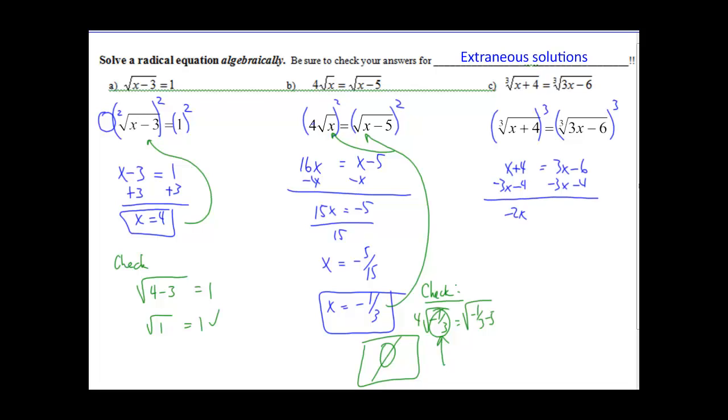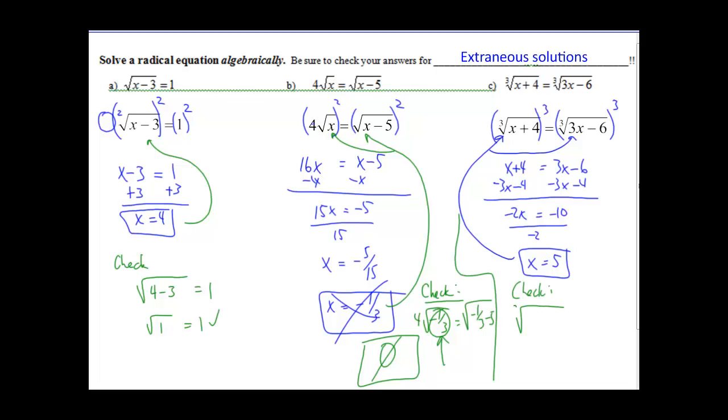We're going to get negative 2x equals negative 10. Divide by negative 2, x equals 5. Check. So let's drive this back up here, and we're going to take the cube root of 5 plus 4 should be equal to the cube root of 3 times 5 minus 6.